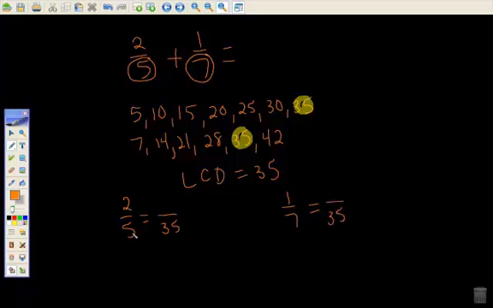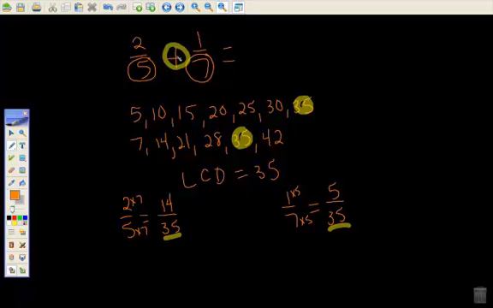I have to think to myself, 5 times what is 35? And I say, oh, 5 times 7. So 2 times 7 would be 14. Then I say 7 times what is 35? 7 times 5 is 35. So 1 times 5 would be 5. So now, if you notice, I have denominators that are exactly the same. So now I can do the addition.